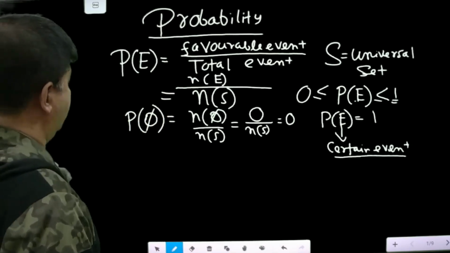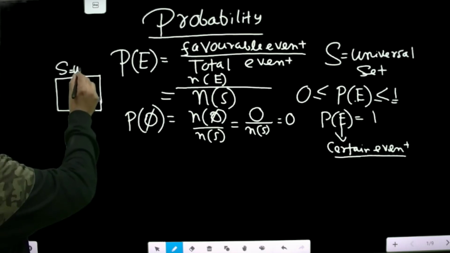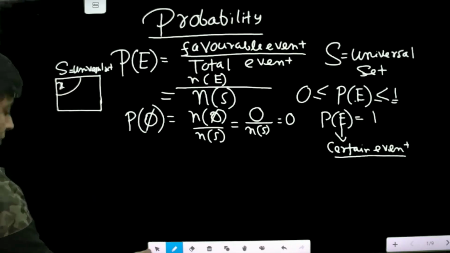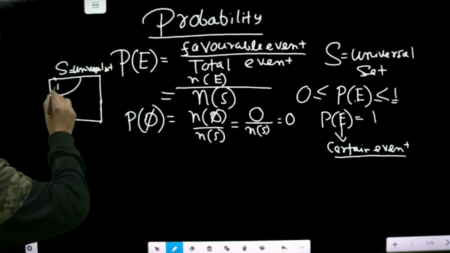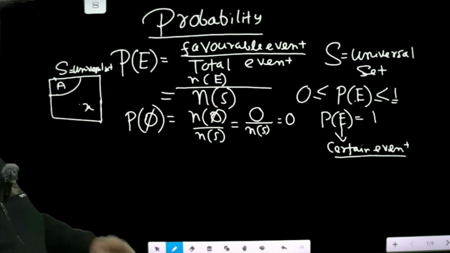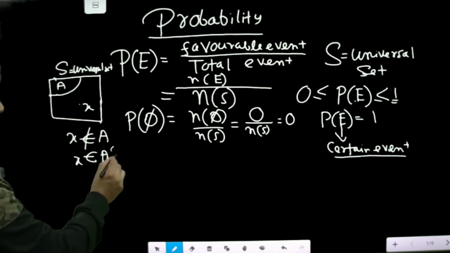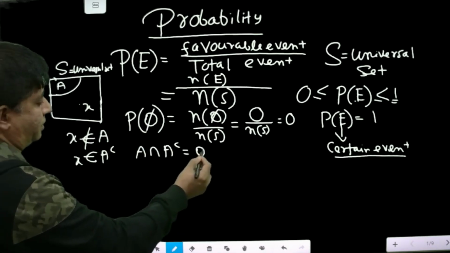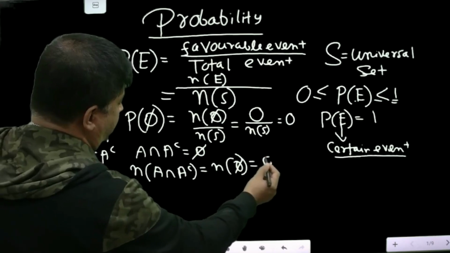Now in set theory, what are we taught? Suppose this is the universal set, and suppose there is an element X. This is A. There is one element X. The figure depicts what? Does this element belong to A? No. X does not belong to A. So where does it belong? A complement. That means A intersection A complement is always null. Therefore, the cardinal number n(A intersection A complement) = n(null) = 0.